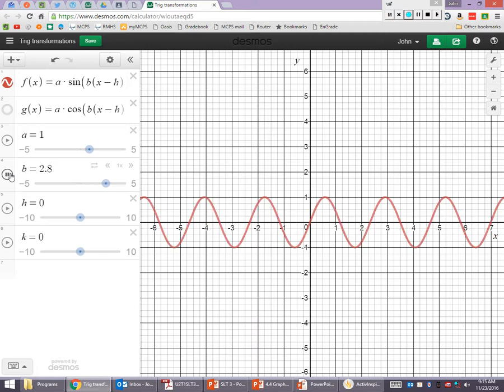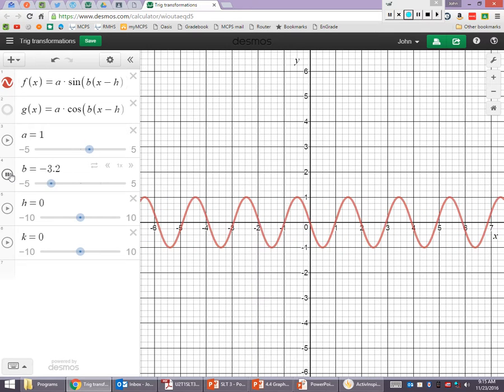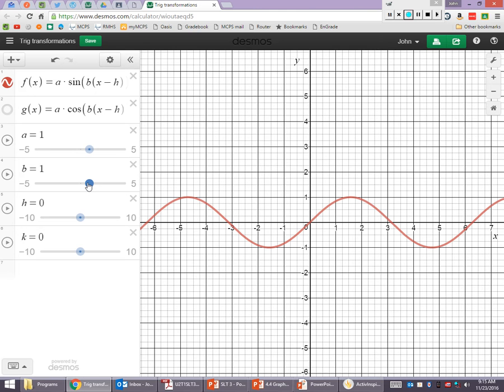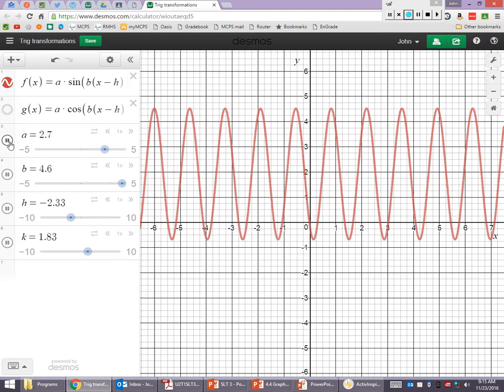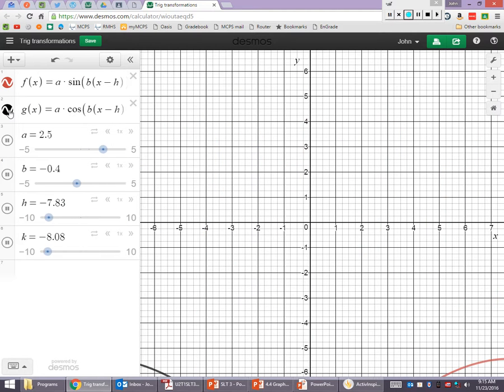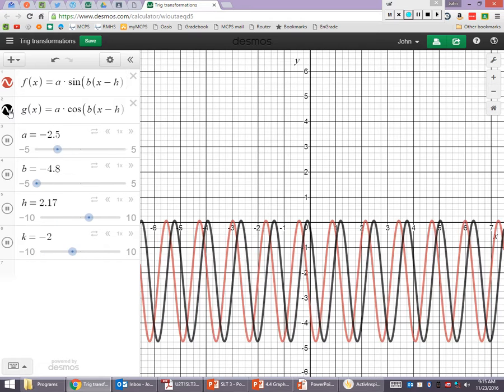Okay. There's B. Let's let B go. There's slinky action. That's good stuff. B is fun. H and K do the things you probably predict, right? Let's turn on cosine, too. Let's get cosine in there, too.